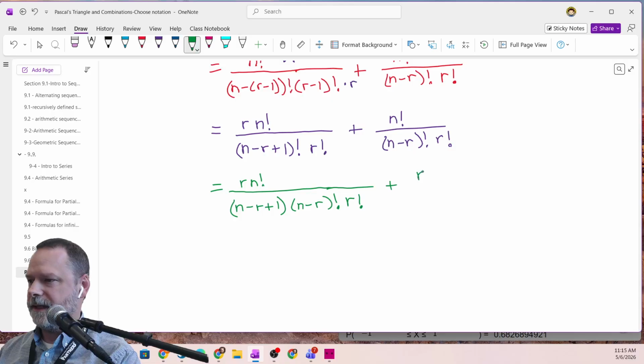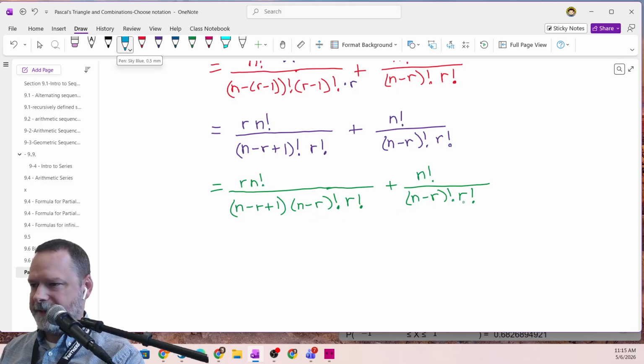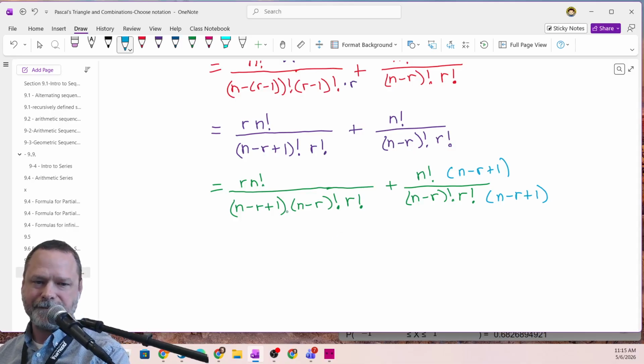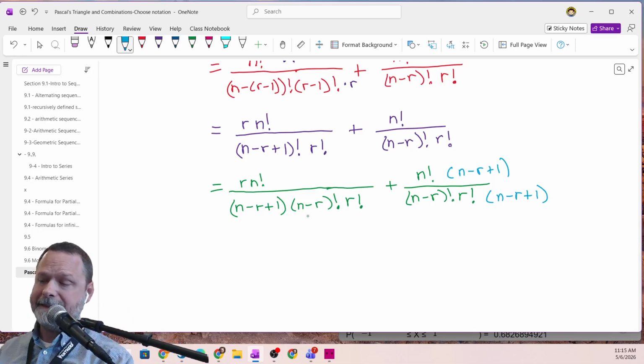That's what n minus r plus 1 factorial is. Plus, and we still have n factorial over here over n minus r factorial, r factorial. Okay, we're getting there. Now, we can see the difference here. I got to do one more thing to get a common denominator. I got to multiply top and bottom on this fraction here by n minus r plus 1. And now I have a common denominator, which is wonderful. It's amazing. So now we can combine like terms.